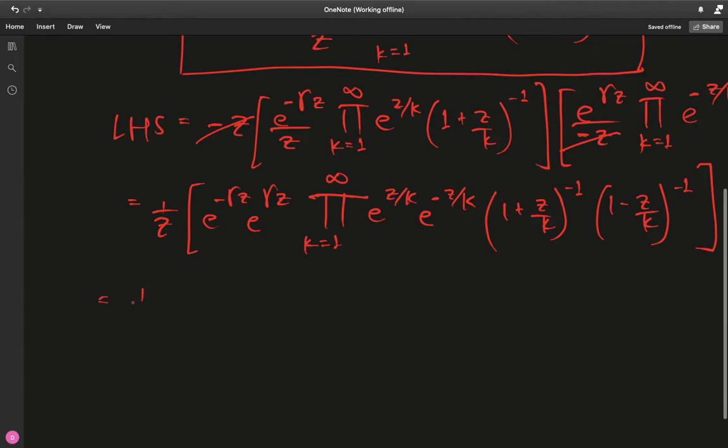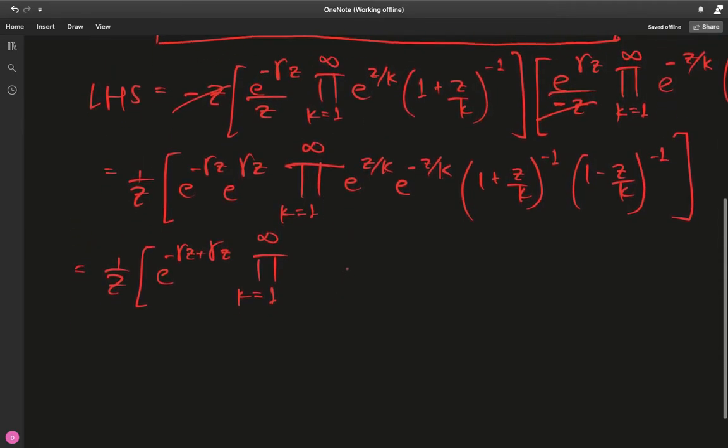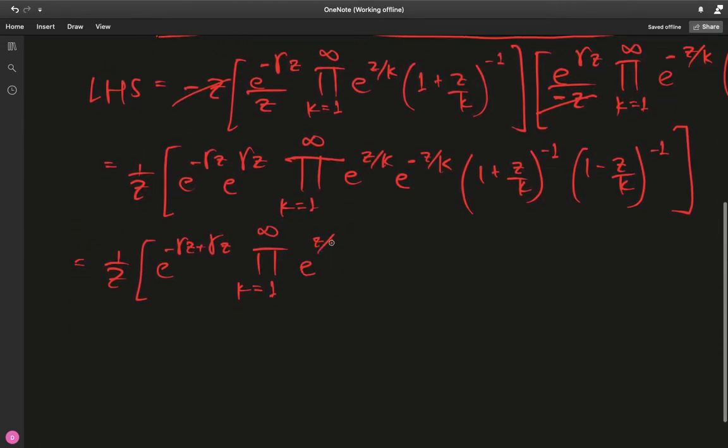We can still write this as 1 over z, e to the minus Euler-Mascheroni times z plus Euler-Mascheroni times z, so product from k equals 1 to infinity. I'm sorry if I've been calling this sum, it's just we've done too many sums rather than products, that's why. We have e to the z over k minus z over k. Basically, you can sum them. And this we can write as 1 plus z over k times 1 minus z over k, all the combined expression raised to a negative 1 power.